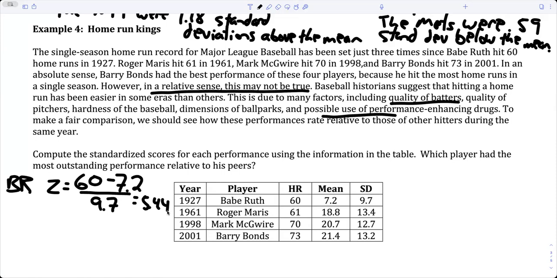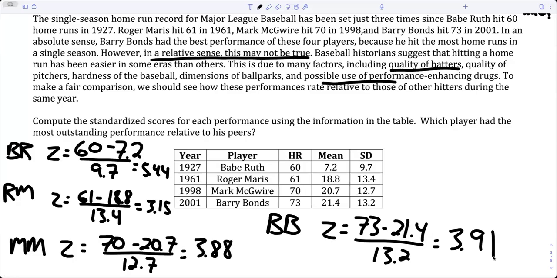Okay, and so go ahead and calculate the other 3 for me. Can you do that? So check your numbers with mine there. Okay, I got 5.44 for Babe Ruth. Roger Maris was 3.15. Mark McGwire, 3.88. Barry Bonds, 3.91. So we are going to say Babe Ruth had the best performance.